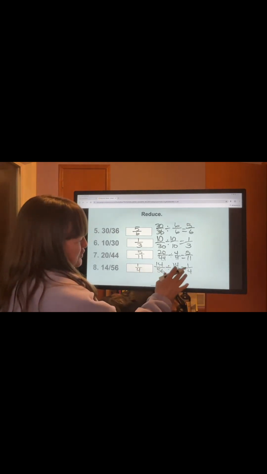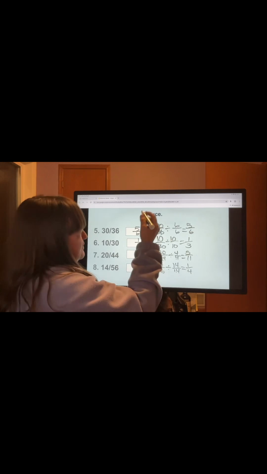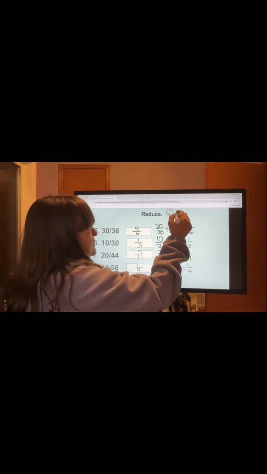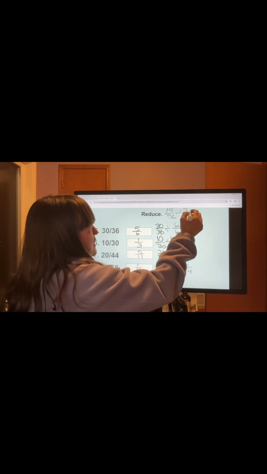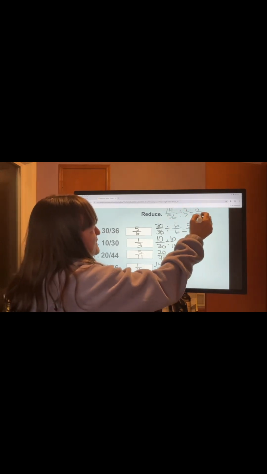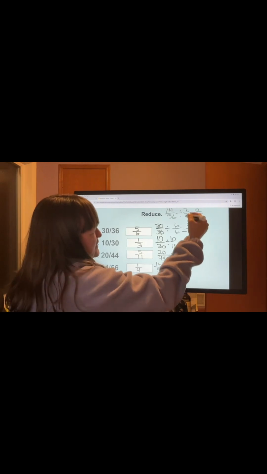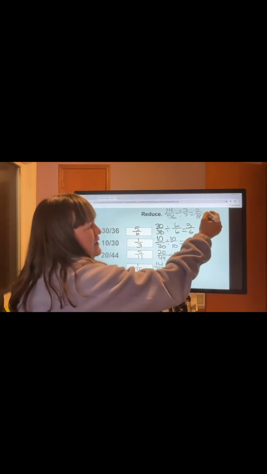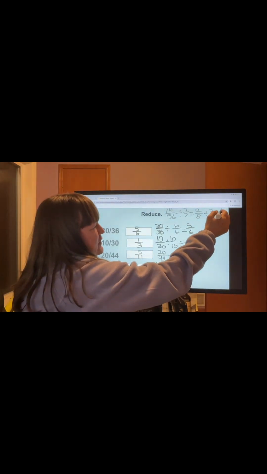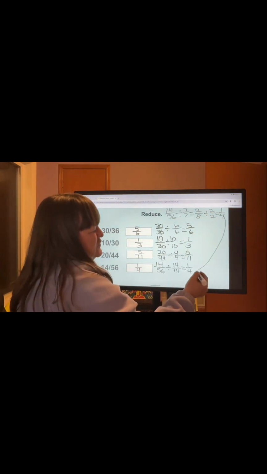But if you didn't choose 14, like I said, you could have chosen 7. Let's put it up here. Divided by 7. 7 goes into 14 2 times. 7 goes into 56 8 times. So like I said, you just have a second step to reduce again. I know these are both even numbers, so 2 goes into both of them, and you would get the same answer, 1/4.